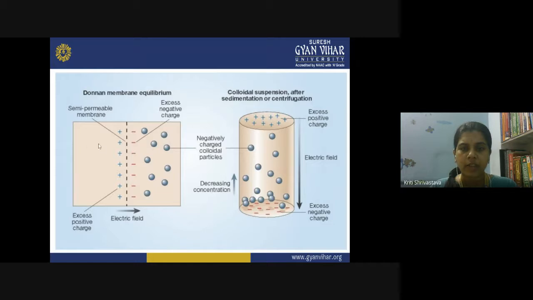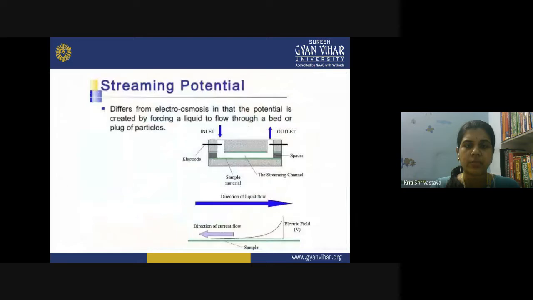So on one side we have all the positive charges, and on the other side we have all the negative charges. So when you apply the electric field, what will happen? These particles will generate an electric potential, and on this side the concentration is decreasing. So there is a development of a potential, and we call it sedimentation potential or Donnan potential.